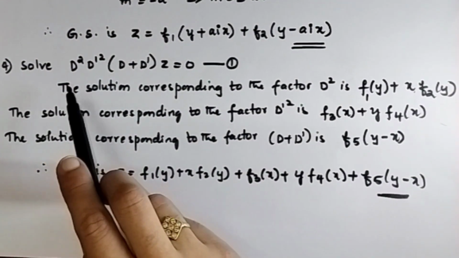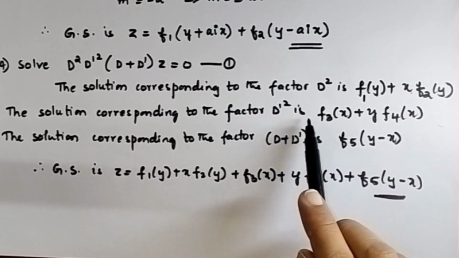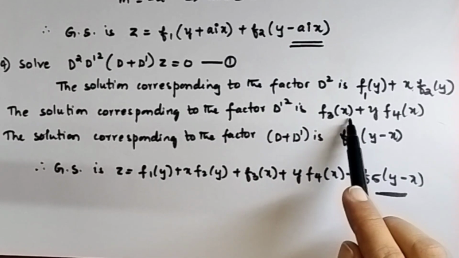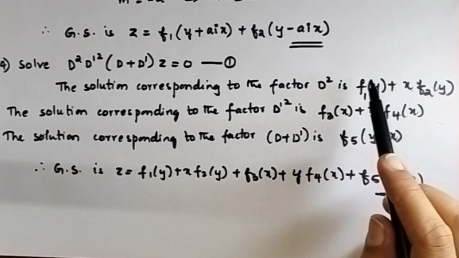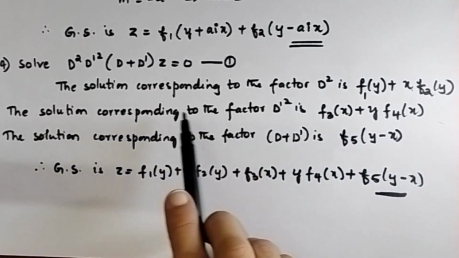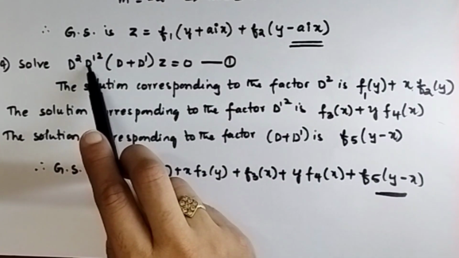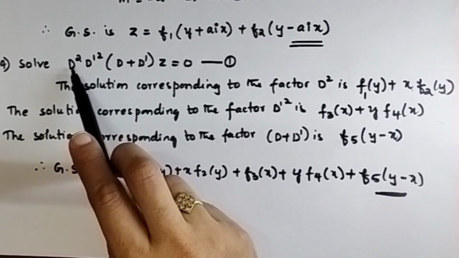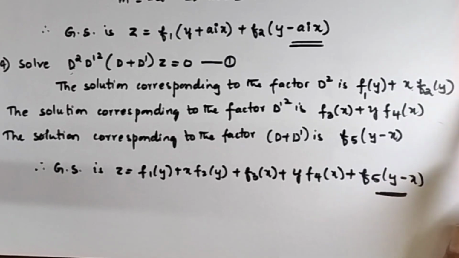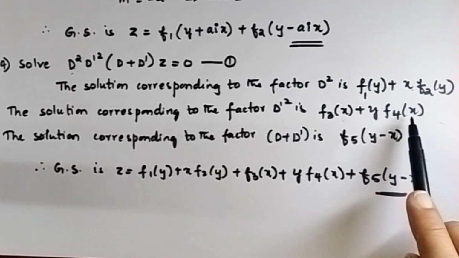Next, the solution corresponding to the factor D'² is f3 of x + y into f4 of x. f1, f2 are arbitrary functions used here. Take f3, but here it is x because it is with respect to D', and it is a repeated factor with respect to D and D'. Even if you write the auxiliary equation for D, then its root is 0. That's why the y + mx term is not there, just y here. f3 of x + y into f4 of x.